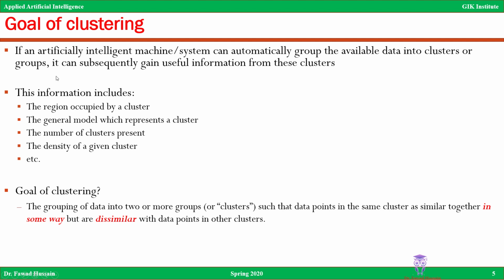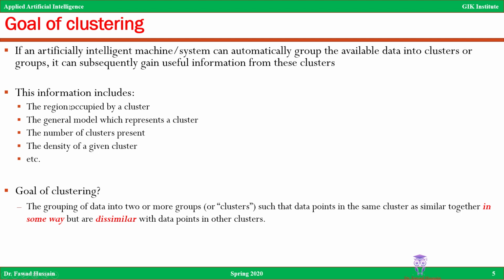So what's the goal of clustering? If an artificial intelligent machine can automatically group the data into clusters, it can subsequently gain useful information from these clusters. So once we are able to find the clusters, then we can look at the data and say what is common between this data, because they have a similar behavior, they form a cluster, they form a group.